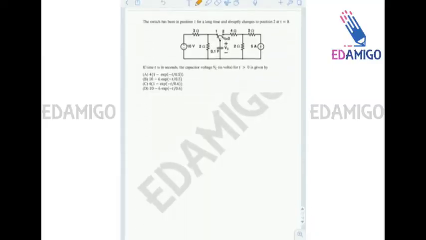Gate 2017 question was this. Now, so this is Gate 2016 EC question. Let's solve this. Okay, now it is given that we have to find VC, capacitance, for t greater than 0.